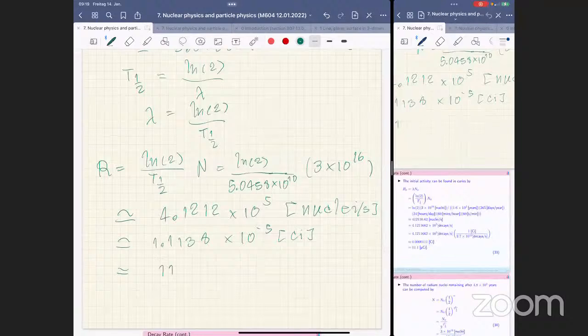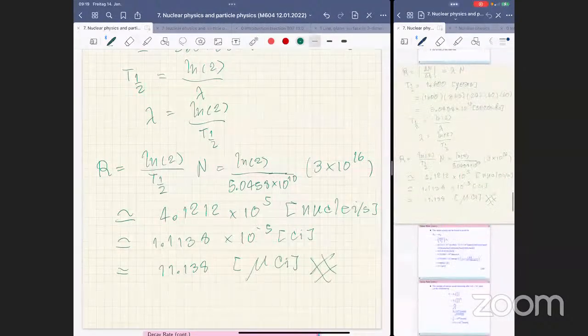It's 11.138 micro Curie. Okay, and that's the first quantity we could deliver to this problem.